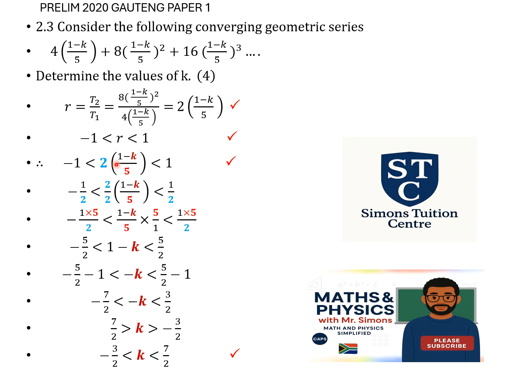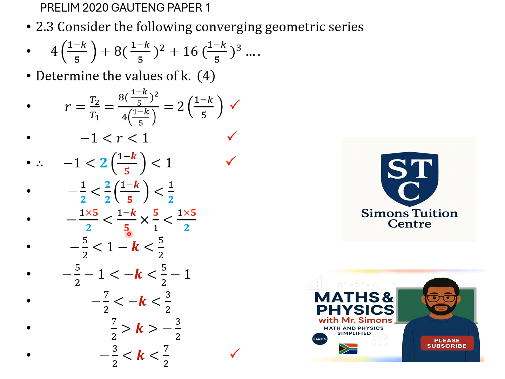Alright, substituting: 2 times (1 minus k) over 5 less than 1 and greater than minus 1. Alright, so we have to determine the values of k, so I want k on its own. So first, I'm going to get rid of the 2, that's 2 times the bracket. So to get rid of multiplication, I'm going to use division, right? 2 divided by 2, and what I do here, I do right through. So that becomes minus 1 divided by 2 and 1 divided by 2. So 2 divided by 2 becomes 1, it cancels, and I'm left with (1 minus k) divided by 5.